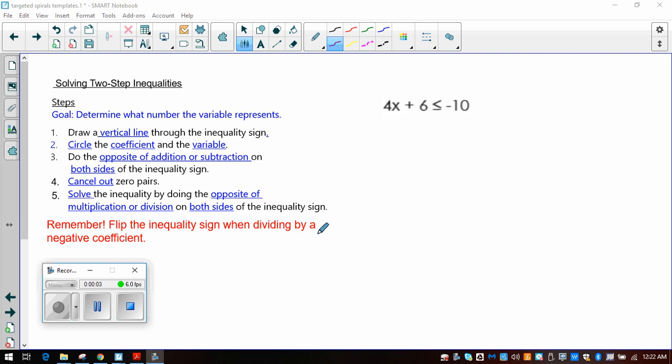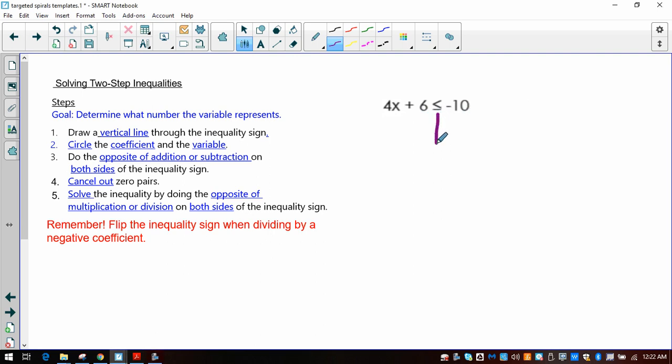Okay, in this video, we will review how to solve two-step inequalities. And it's pretty much the same way that we solve two-step equations. So we have 4 times x plus 6 is less than or equal to a negative 10. So we're going to start by drawing your line down from the inequality sign. Circle your coefficient and variable.